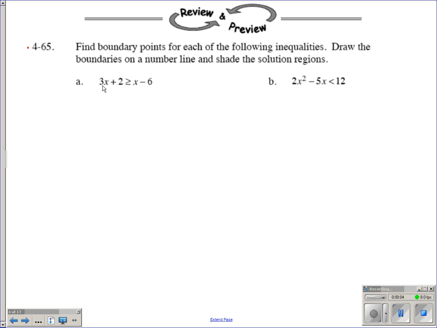Problem 4-65. Find boundary points for each of the following inequalities. Draw the boundaries on a number line and shade the solution regions. Letter A, 3x plus 2 is greater than or equal to x minus 6.